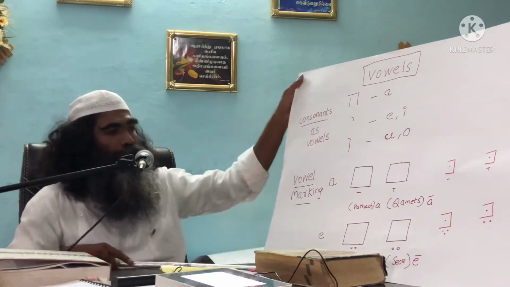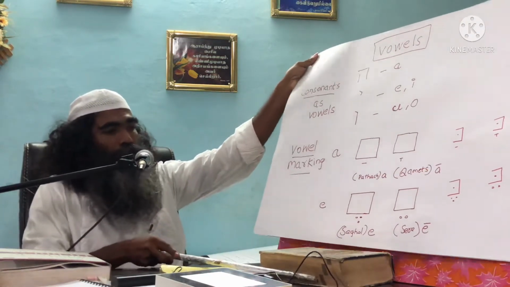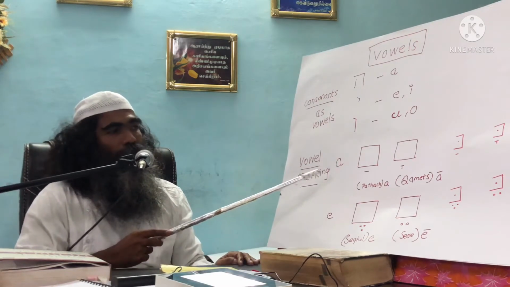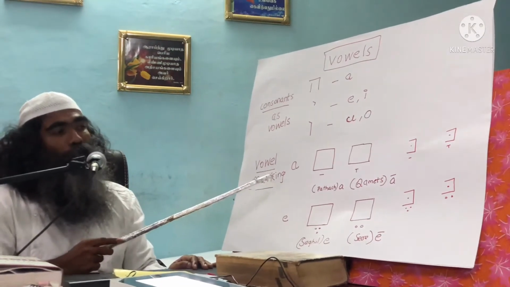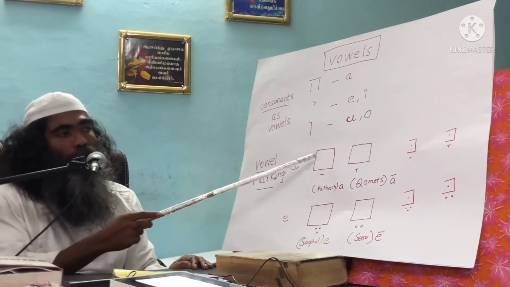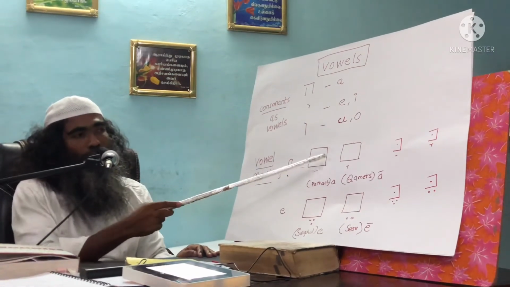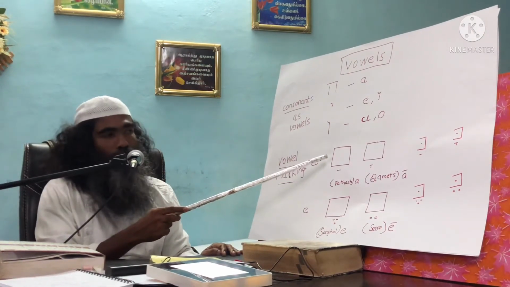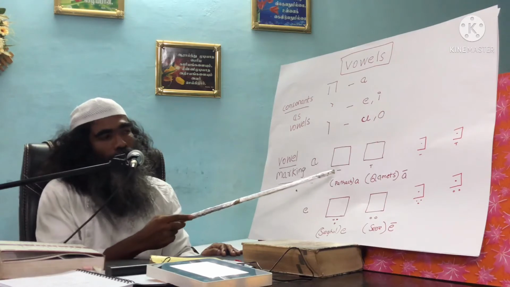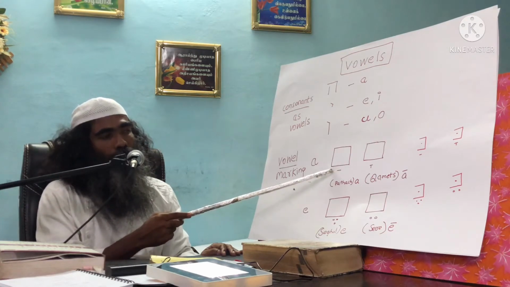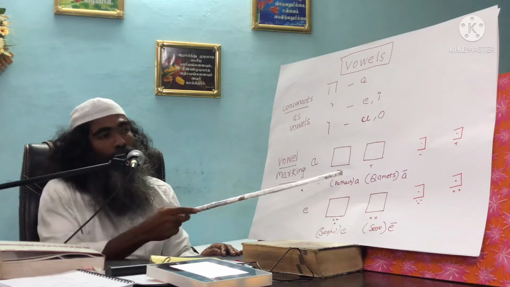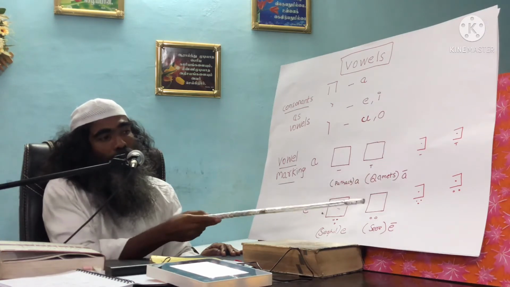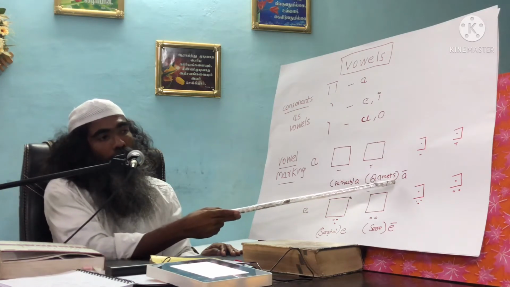Vowel marking. The first vowel is A. A is depicted by a horizontal line below the letter. The square boxes which are depicted are for the place of the consonants. A horizontal line below a consonant depicts A. A horizontal line followed by a vertical line denotes the vowel A.